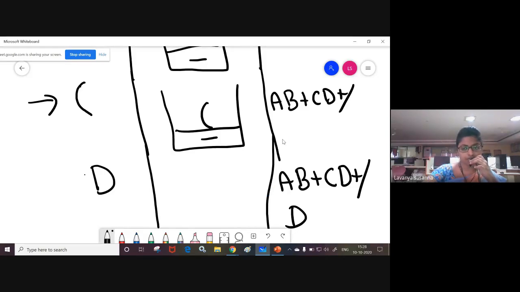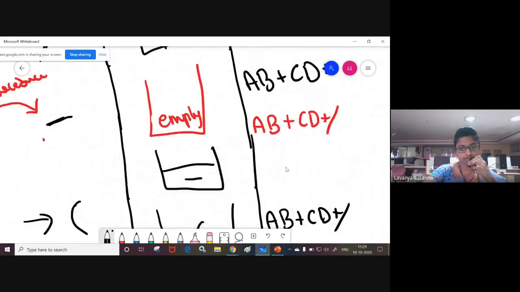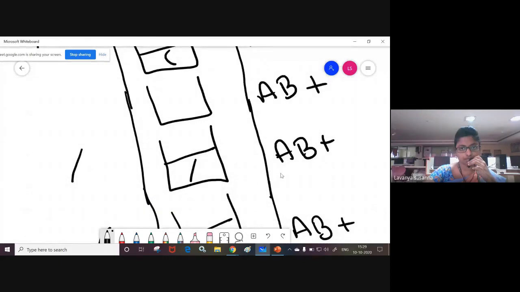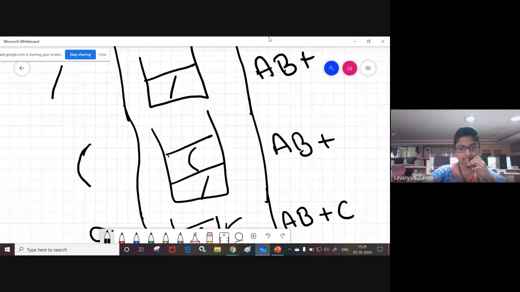If you got operand, what you need to do? You need to add it to the postfix array. After adding, write down the stack as it is: minus, open bracket. Okay, students, next. What is the next scanned symbol? I think star symbol, right? Yes, next scanned symbol is star symbol.